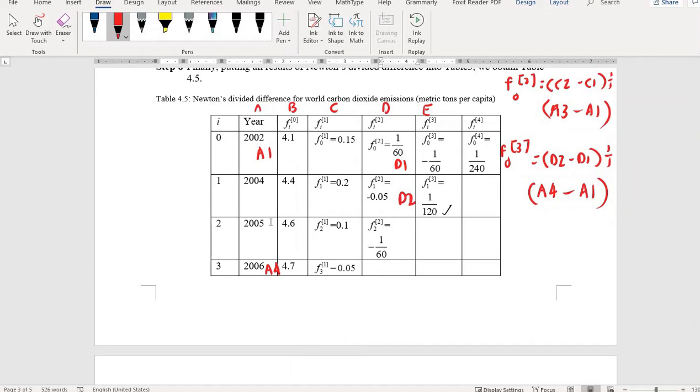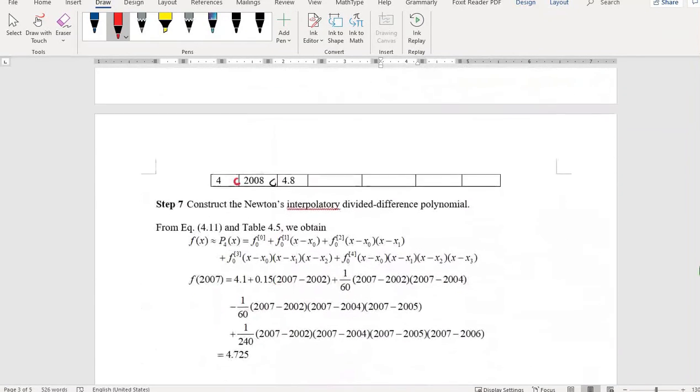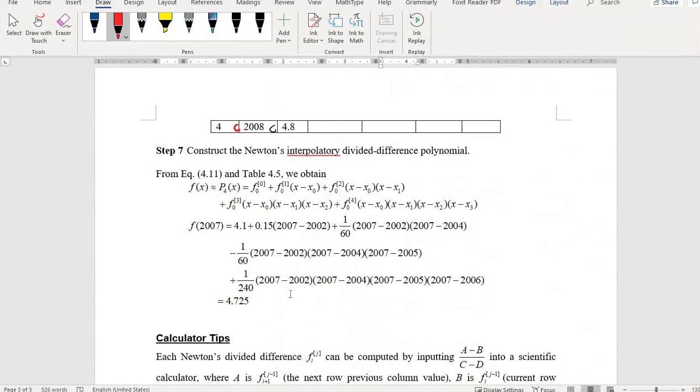Multiply 2007 minus 2005, fourth level and fourth term. And then the last term, 2007 minus 2006. So fourth level: 1, 2, 3, fourth term. Third level: 1, 2, 3. Second level: 1, 2 terms. First level: 1 term, 2007 minus 2002. Zero level only, absolute, no. Then calculate it, you get the value.